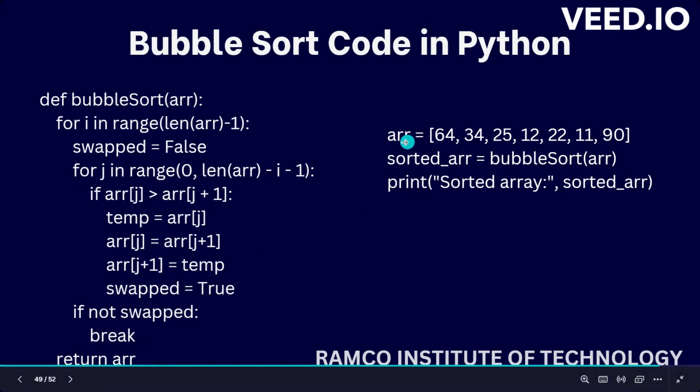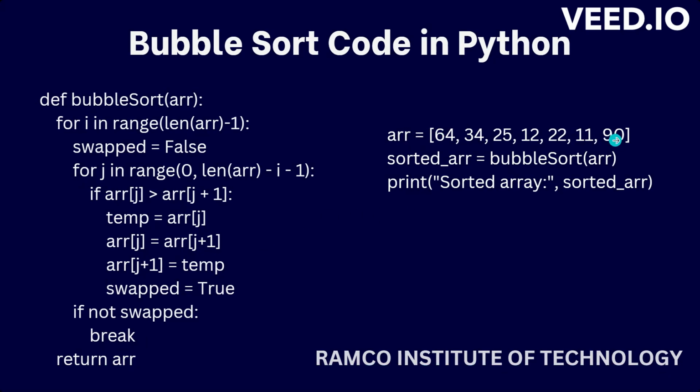So here we are providing the array of elements 64, 34, 25, 12, 22, 11 and 90. So this line, that is sorted array equal to bubble sort of array, calls the bubble sort function passing the unsorted array as argument. So this line will return the sorted array. Next, the print of sorted array. So this line prints the sorted array. So that's all about the coding of bubble sorting.